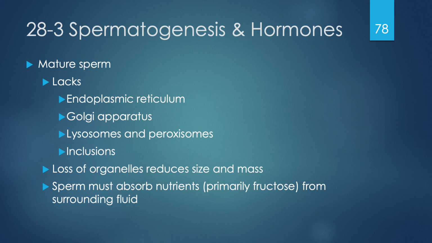So the loss of all these organelles reduces the size and mass of the sperm, which is effectively the equivalent of a professional swimmer shaving all of their body hair to reduce their friction in the water so that it can be as quick and slick as possible. So that makes it easier for them to get around. The sperm also have to be able to absorb nutrients on their own from the surrounding fluid. So fructose is going to be the primary source of nutrients for sperm.